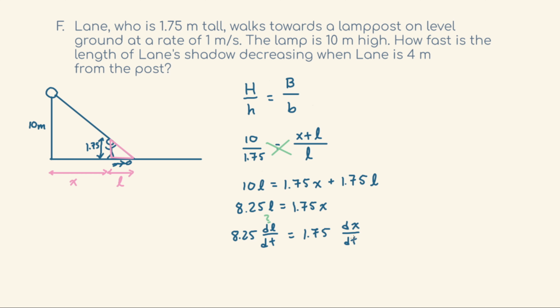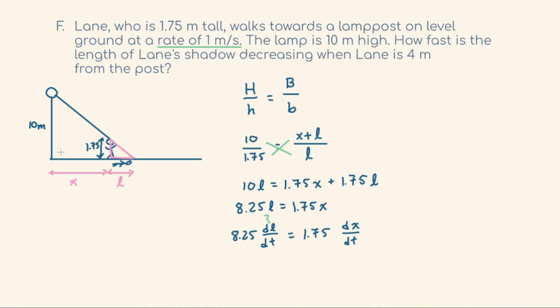Now, to fill out this equation, we have to find out what dx over dt is. And the question gives that to us. x, remember, is the distance between Lane and the lamppost, and it says he's walking towards the lamppost at a rate of 1 meter per second. So the question now is, is dx over dt positive 1 or negative 1? Well, if he's walking towards the lamppost, then this x should be decreasing, right?